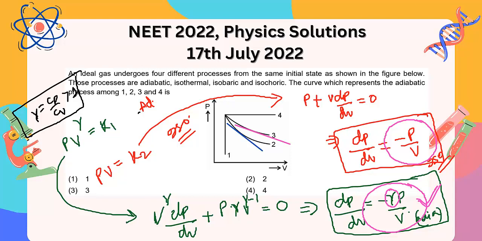And I can see here that the tangent that you have drawn on curve 2 has more slope, okay? It is steeper than the one on curve 3. So from there we can straight away say that the curve number 2 is going to be adiabatic, okay? And the curve number 3 is going to be isothermal. So that was another way to get the answer for this question, okay?